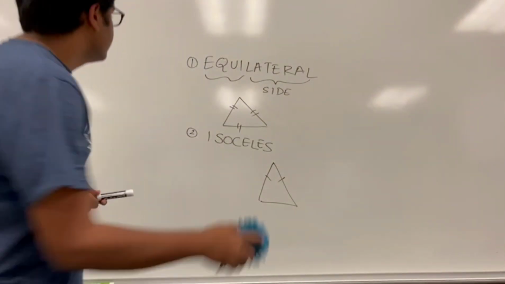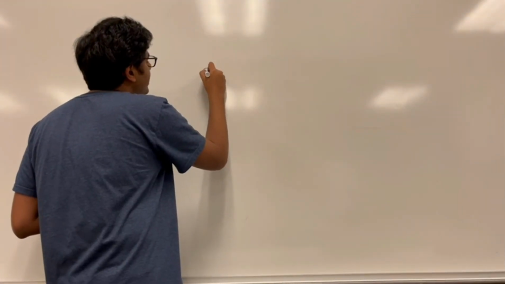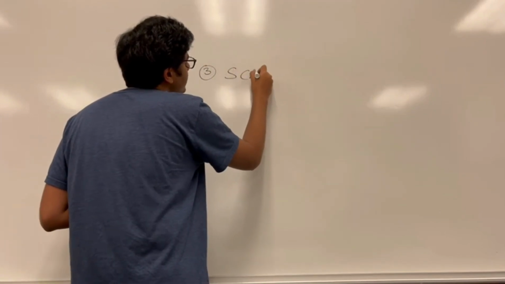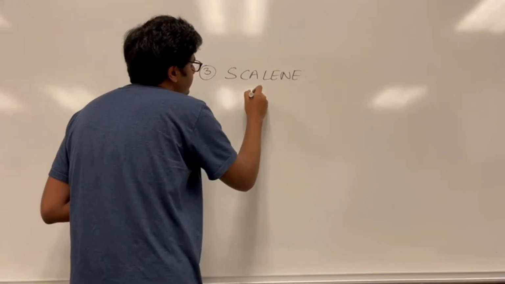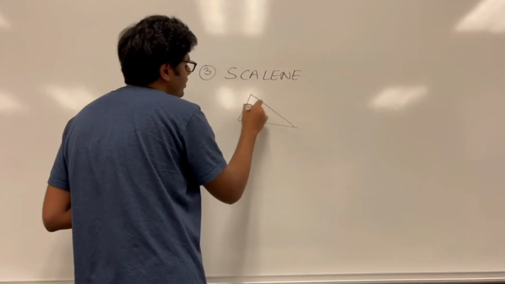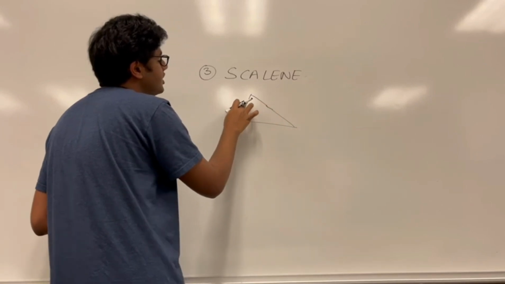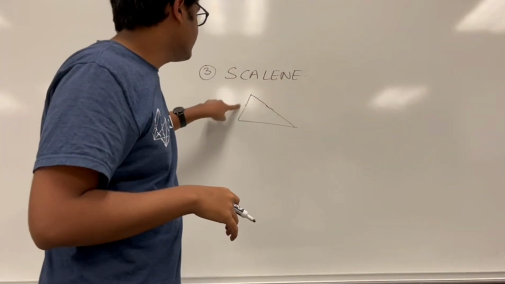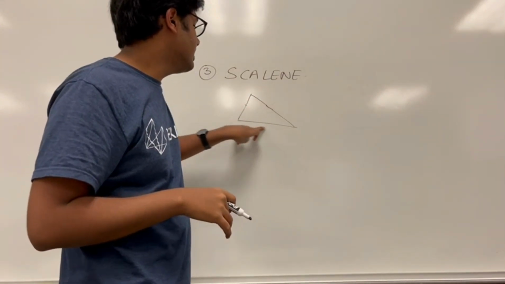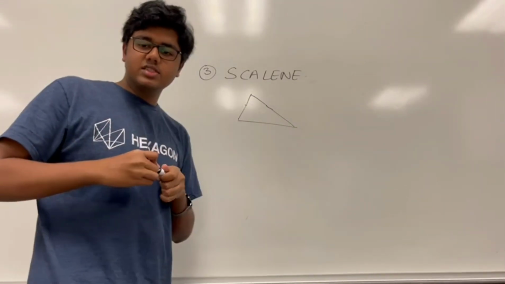And the last but not the least, scalene triangle. A scalene triangle is any random triangle with no relation to its sides whatsoever. So if I draw a random triangle where the sides are not related to the other sides in any fashion, we call those triangles scalene. So we can see the length of this side has nothing to do with the length of this side, which has nothing to do with the length of this side. So we call these triangles scalene triangles.